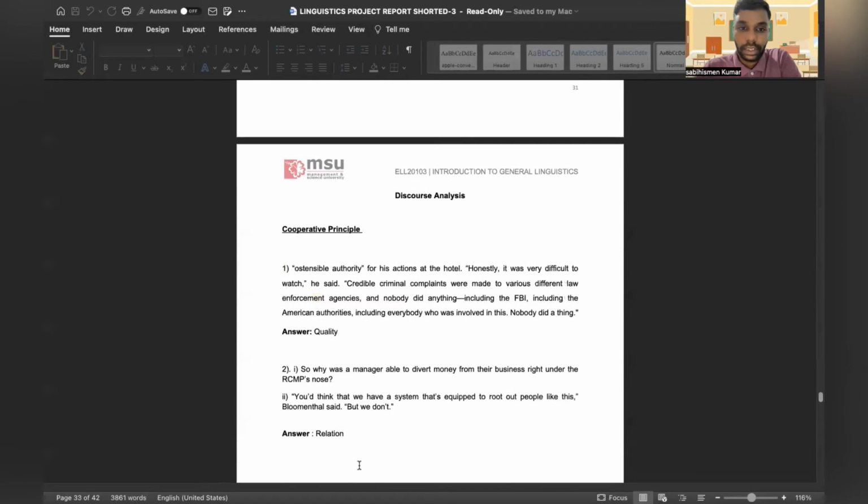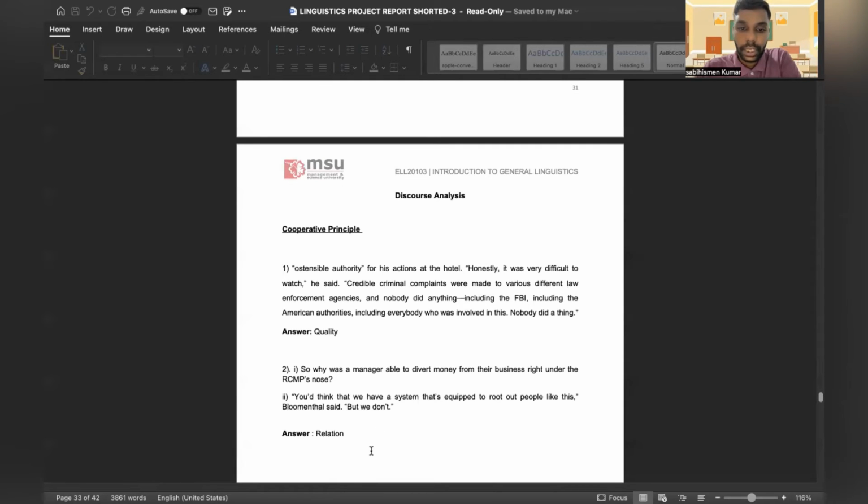Moving on to discourse analysis, the cooperative principle, known as ostensible authority for his action at this hotel. "Honestly, it was very difficult to watch. He said credible criminal complaints were made to various law enforcement agencies, and nobody did anything, including the FBI, including the American authorities, including everybody who was involved in this. Nobody did a thing," which is known as quality.